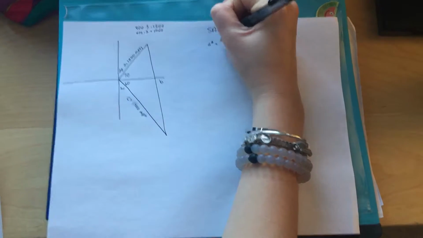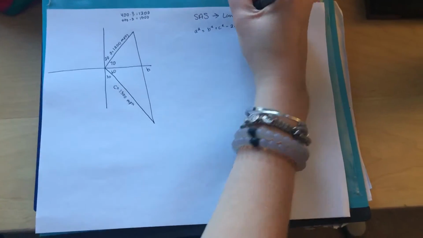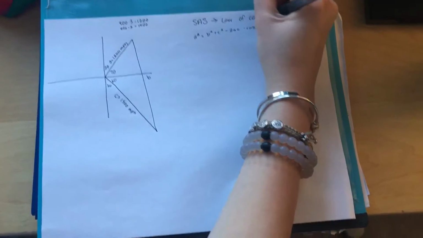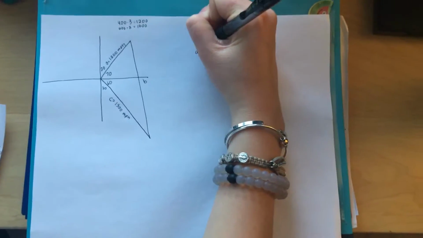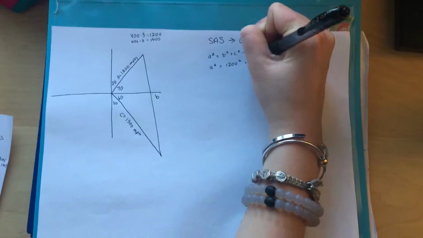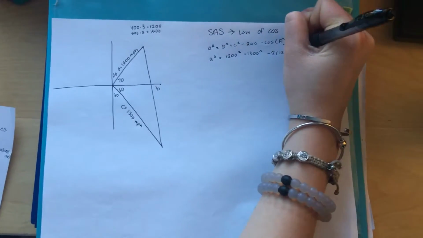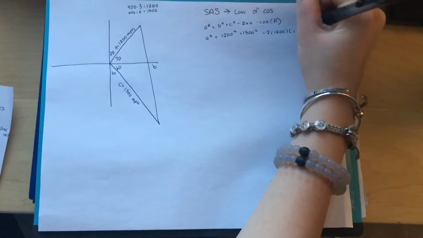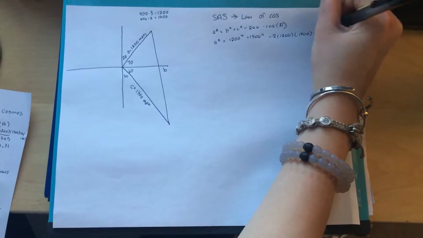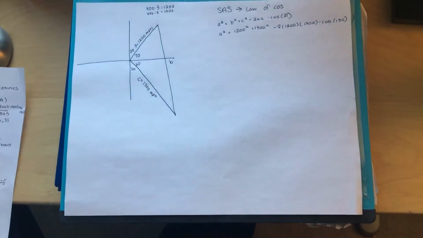The equation for law of cosines is a squared equals b squared plus c squared minus 2bc times cosine of A. Now we fill in the values for the equation, so we have a squared equals 1200 squared plus 1500 squared minus 2 times 1200 times 1500 times cosine of 130. Here it does not matter that I switch the values of a and b because it will give us the same answer.